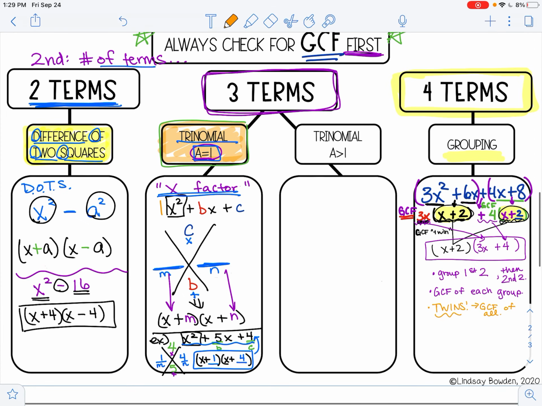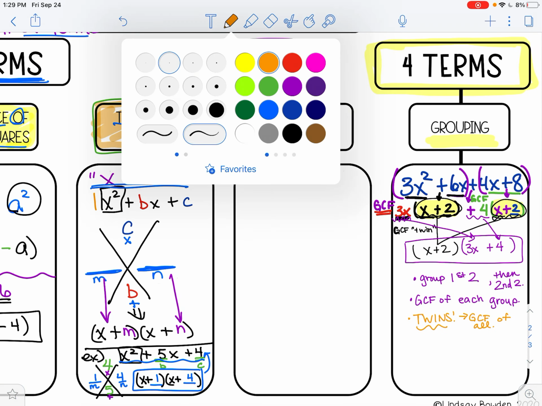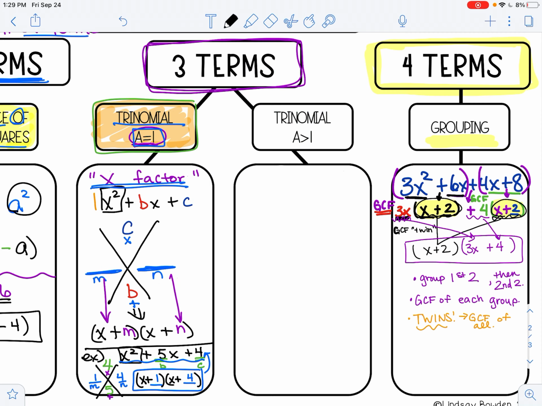So in a 3-term trinomial, which is right here, 3 terms when a is greater than 1. So we cannot use a equals 1 like we've been using. So that means something like ax squared plus bx plus c, when this a is something other than 1, this is what we're going to use.